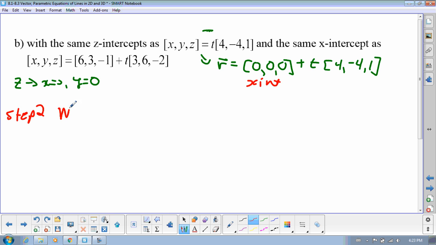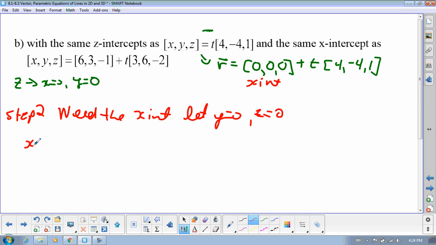So we need the x-intercept. So I'm going to let y equals 0 and z equals 0 in the parametric equations. So first off, I'm going to write them. x equals 6 plus 3t, y equals 3 plus 6t, and z is going to equal negative 1 minus 2t.